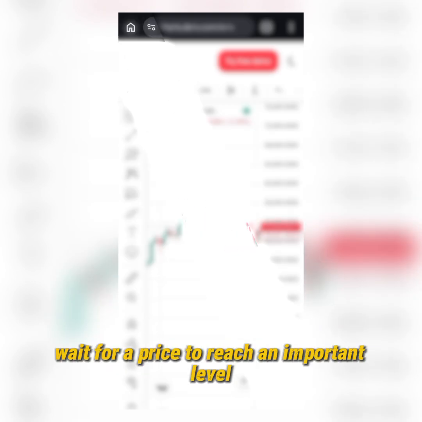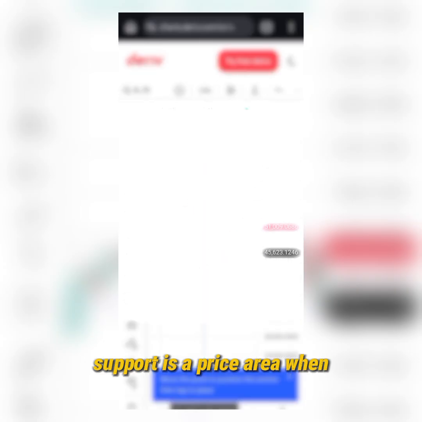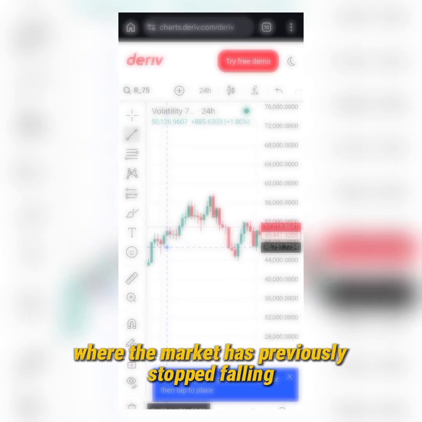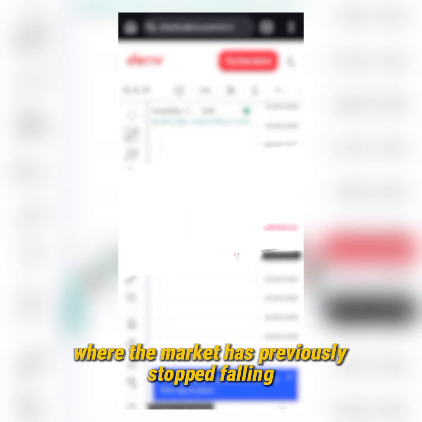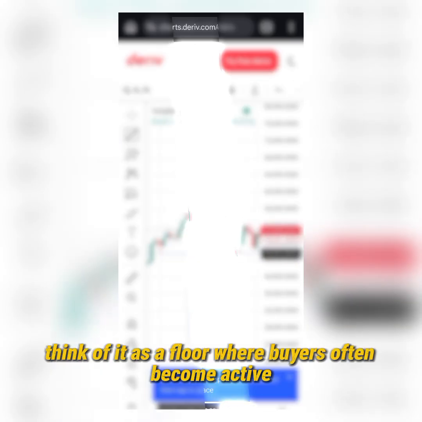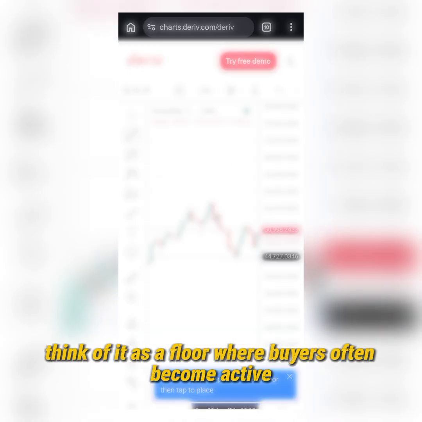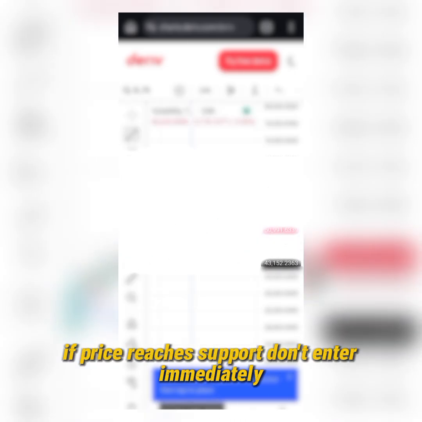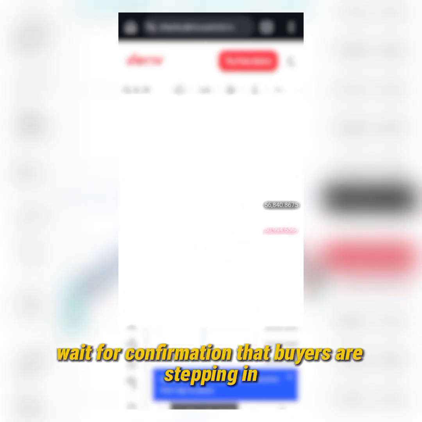Wait for a price to reach an important level. What is support? Support is a price area where the market has previously stopped falling and started moving back up. Think of it as a floor where buyers often become active. If price reaches support, don't enter immediately. Wait for confirmation that buyers are stepping in.